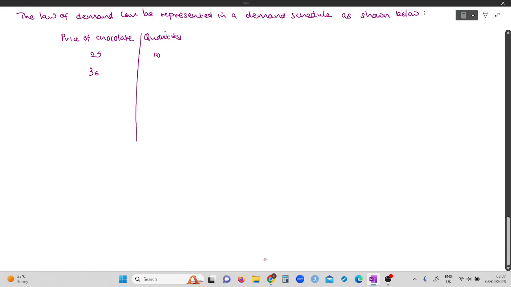The price is 30, so the quantity will tend to decrease as the price increases. When the price increases to 35, the quantity will be 6 bars of chocolate. At 40 rupees or $40, it will be 4 bars. So this shows that as prices are increasing, the quantity is decreasing, giving rise to the downward sloping demand curve.